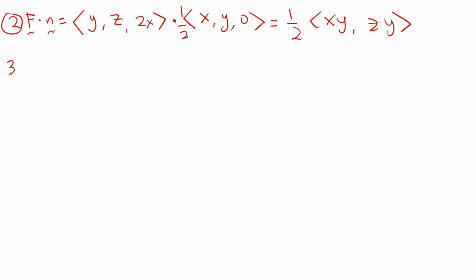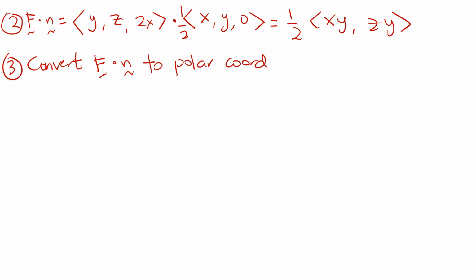Okay, so next, step number 3 is to convert the F dot n to polar coordinates of the cylinder. Why do we have to convert to cylindrical polar coordinates? Because you want to make sure the equation is easy to solve. It will be easy for you to determine the limits if you convert it into cylindrical polar coordinates. Otherwise, the solution will be difficult to solve.